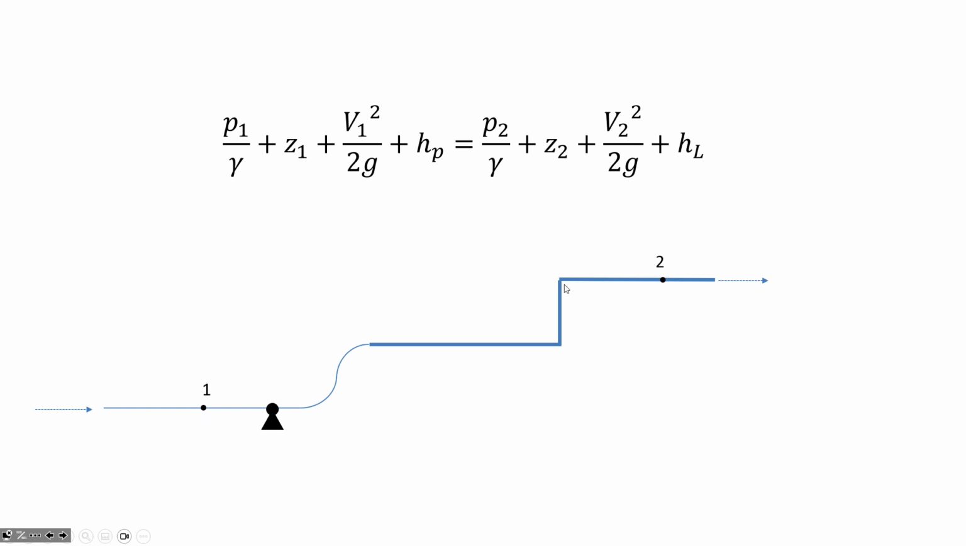from 1 to 2. So that's why H sub L is on the right-hand side of the equation, is that the head losses detract from how much energy remains at 2. And so the three forms that the energy is at location 2 is pressure head, elevation head, and velocity head. And so if there's a lot of head loss between 1 and 2, then there's not very much energy left over to go into these three terms.